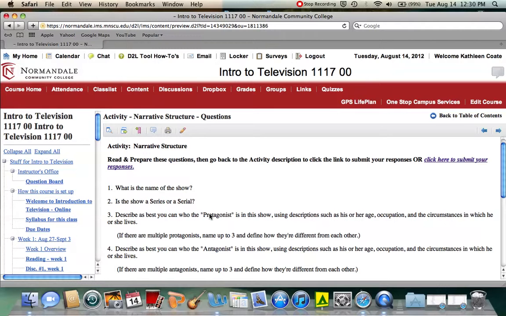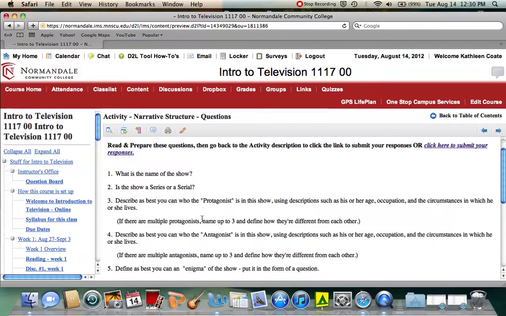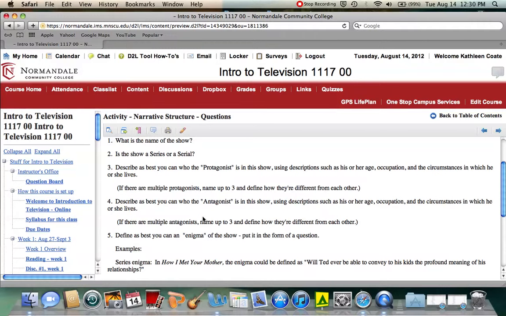First, what's the name of the show? That's obvious. Is the show a series or a serial? Make sure you've thought about that and can answer that question. Describe as best you can who the protagonist is in the show, using descriptions such as his or her age, occupation, the circumstances in which he or she lives, like, they work in a crowded hospital and they're always busy, something like that. If there are multiple protagonists, and just so you know, serials tend to have more than one protagonist, name up to 3 and define how they're different from each other in those categories: age, occupation, and circumstances.